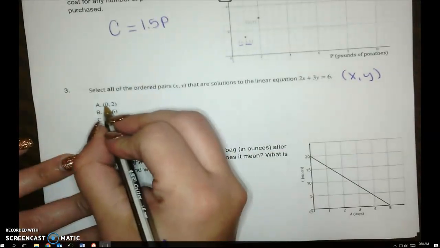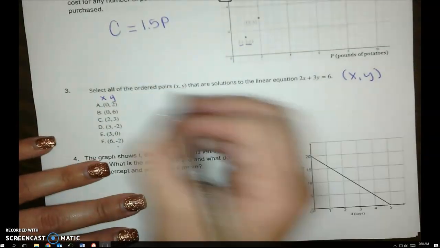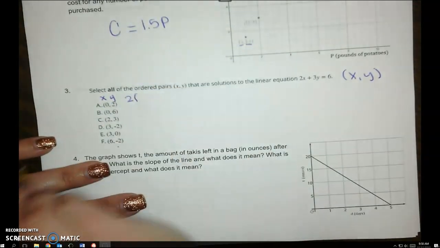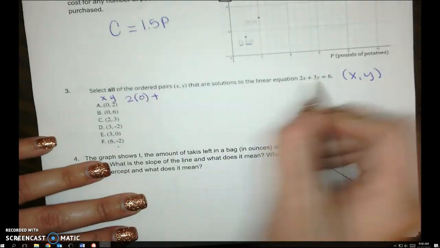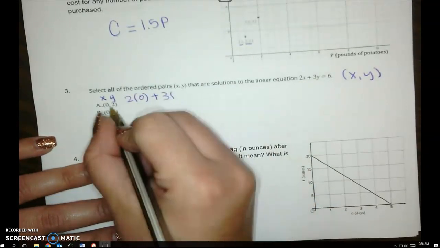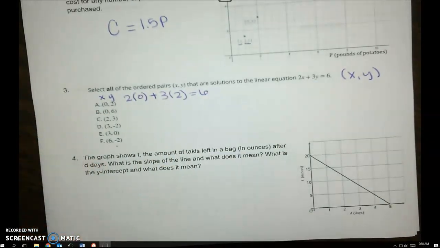So this first one, I'm going to plug in the 0 for x and the 2 for y. So 2, instead of x, I'm going to write 0, plus, and I'm just pulling from this equation right here, 3 times 2. And I want to know, does that equal 6? So this is where you can either pull up Desmos test mode or your graphing calculator. So I'm going to pull up Desmos real quick.